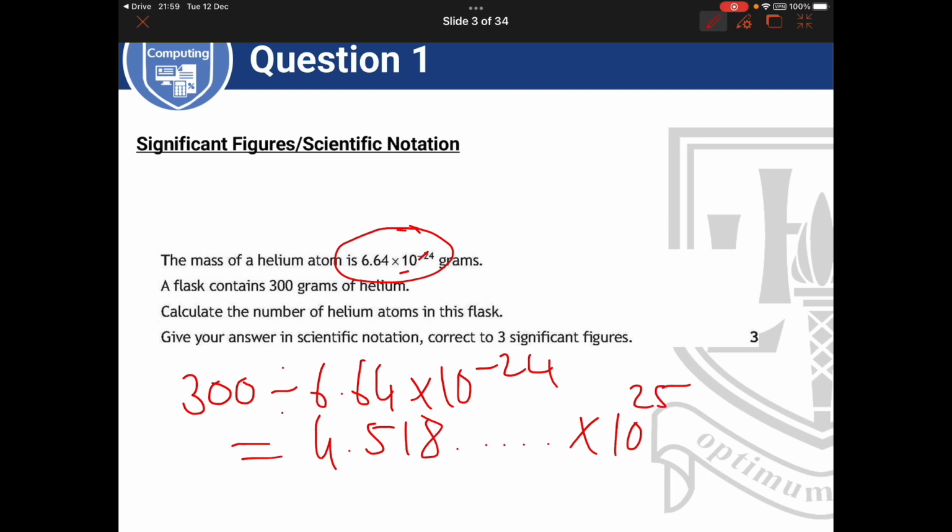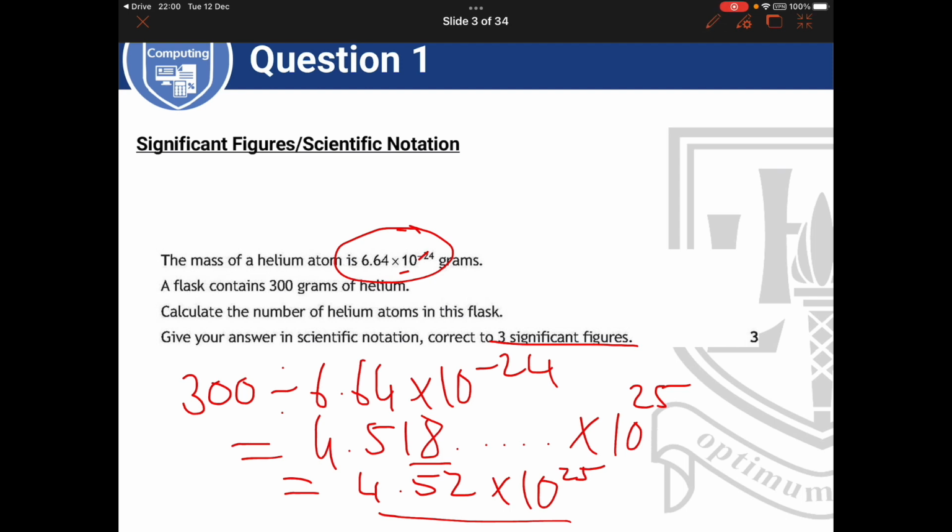So there's my answer, but what I need to remember is the question asked me to give it to 3 significant figures. So I'm going to have to round this. So 1 significant figure would be the 4, 2 significant figures would be the 5, the 3rd significant figure there is the 1, but we check what comes after the 1, which is an 8, which means that 1 before it has to round up to a 2. So 4.52 is my 3 significant figures times 10 to the power of 25, and that's it rounded and given in scientific notation. Calculator kindly did that for us.